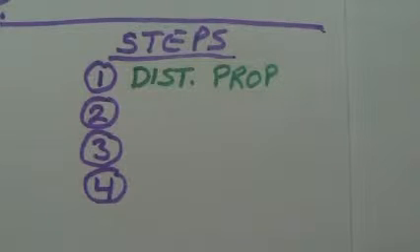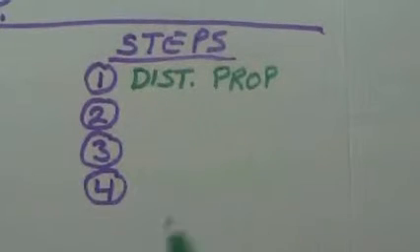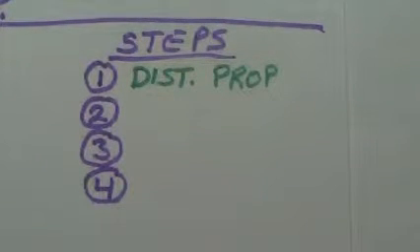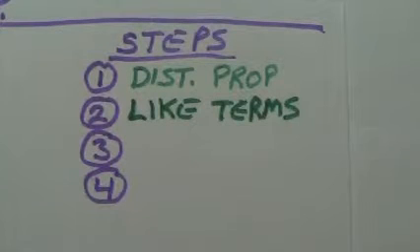Just as an order of operations, there's an order to these equations. Our first step is to take care of any distributive property. Do the distributive property, outside times the inside. Next is like terms, if we have any. If we have any like terms, combine them.